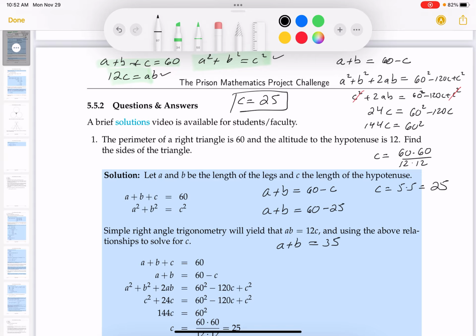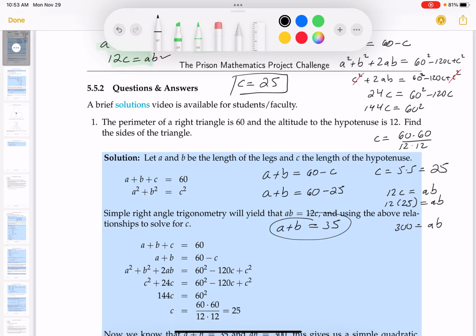All right, so what are you going to do now? Well, I guess I'm going to use another relationship, right? I've got 12C equals AB, and C is 25, right? So 12 times 25 equals AB. I'm trying to figure out what A and B are at this point. Let's see, that's 300 equals AB.